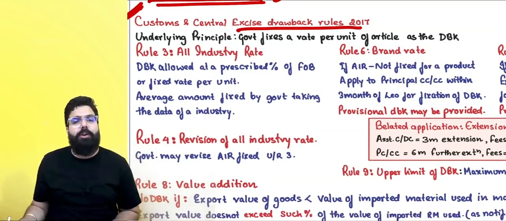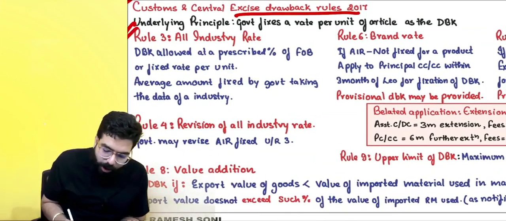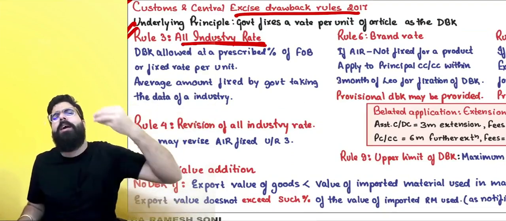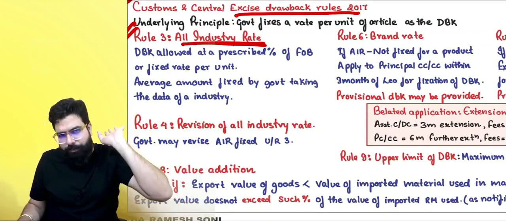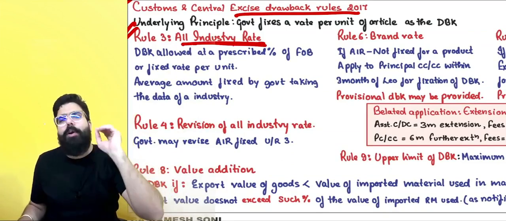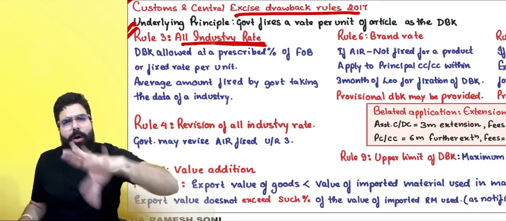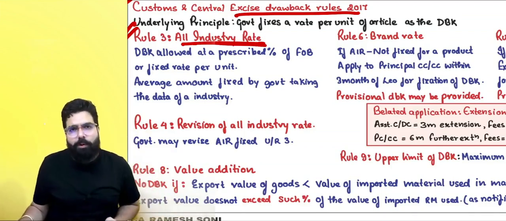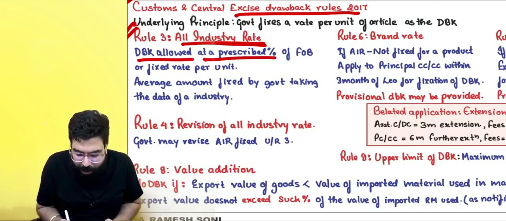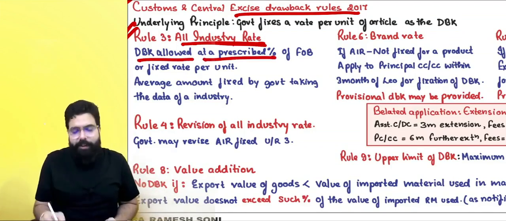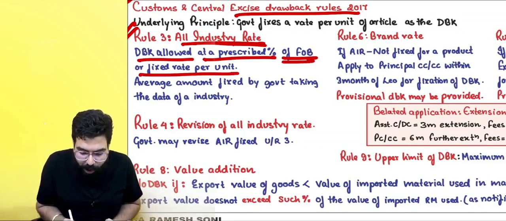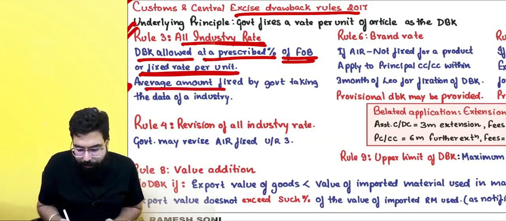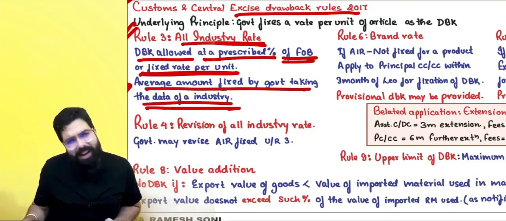So government went ahead and told, I will fix an all industry rate. For example, a shirt exporter will get 10% duty drawback on whatever material he uses per shirt. Or government will say per unit 10 rupees you will get, whatever duty you have paid. That is a fixed amount which government fixes. Duty drawback is allowed at a prescribed percentage of the FOB or a fixed rate per unit. Basically, this is an average amount fixed by the government taking the industry data.